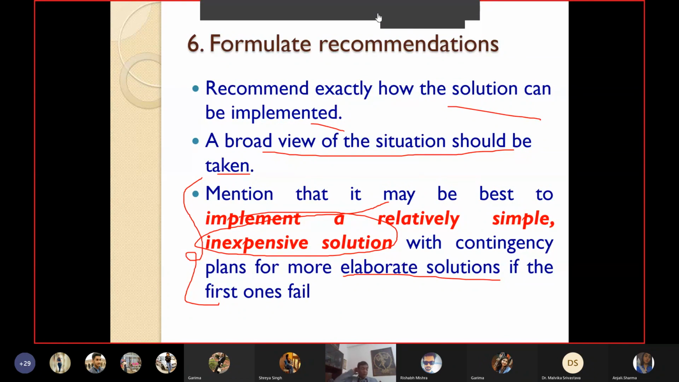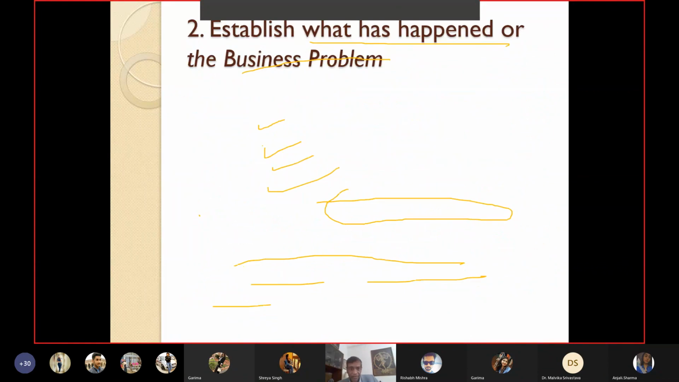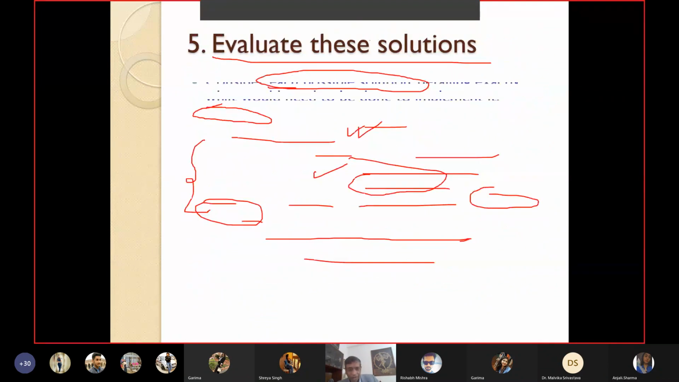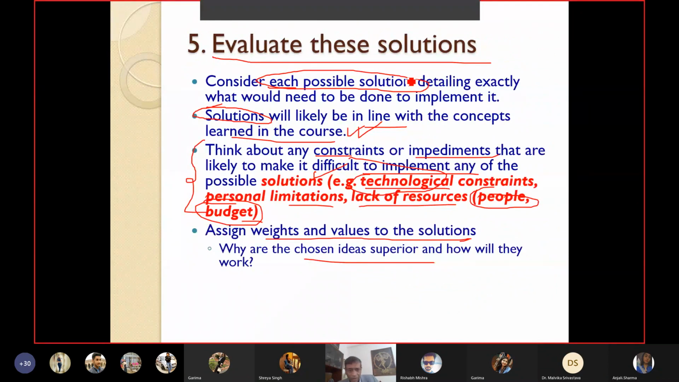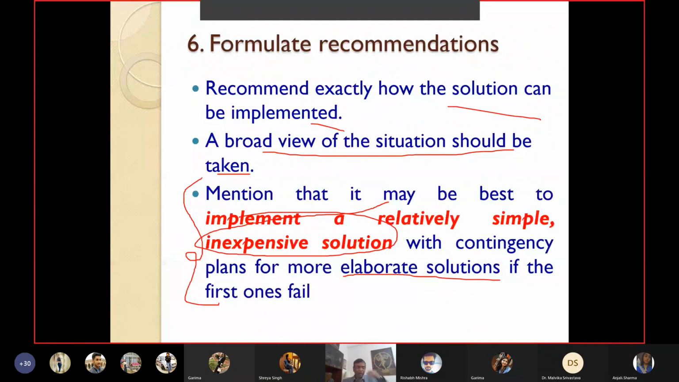So when you start off with implementing solutions or strategies and when you give your recommendations, give the ones which you think implement a relatively simple and inexpensive solution. Start with the very basics first, the ones which are easily executable. So let's look at the 6 steps once again. Study the case, look at the problem, look at what caused the problem. Fourth, develop many solutions, evaluate which are the best solutions, apply it to various theories, and then make your final recommendation.